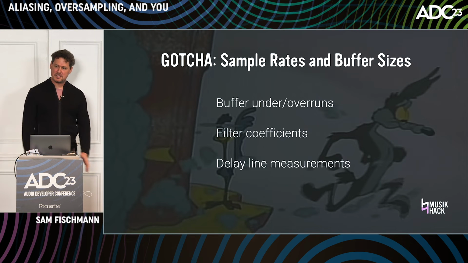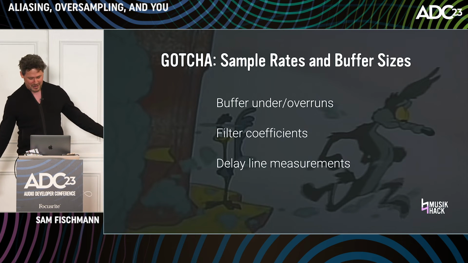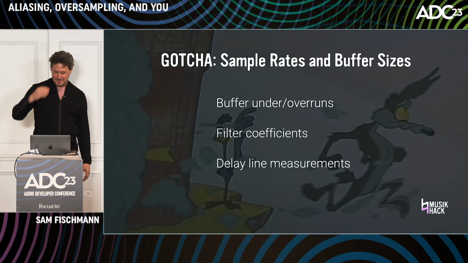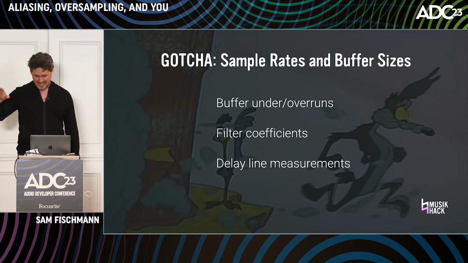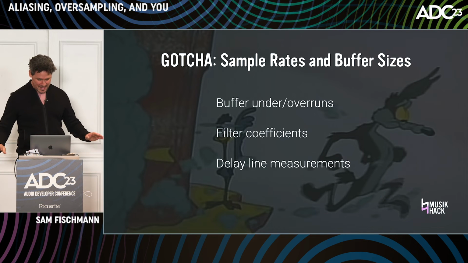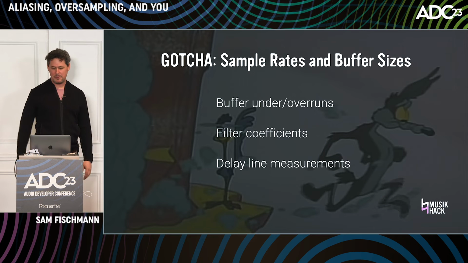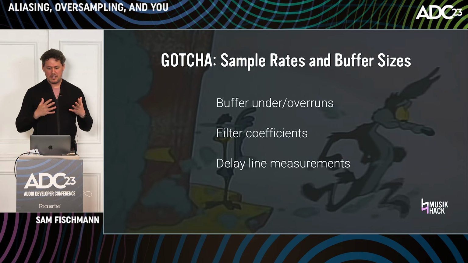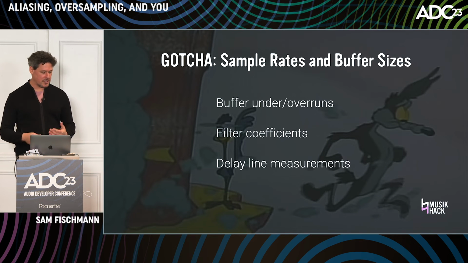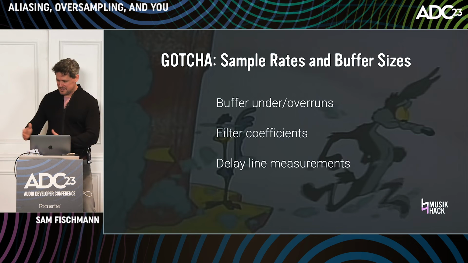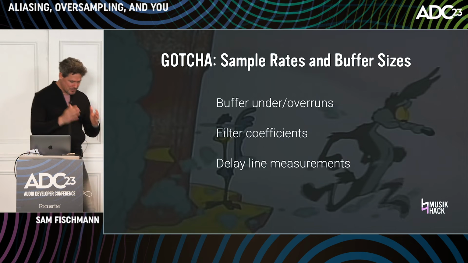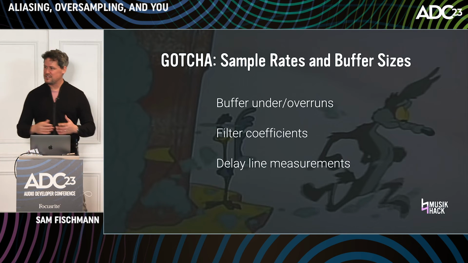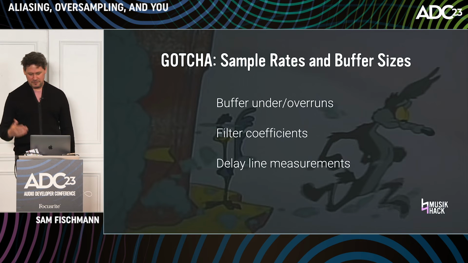Sample rates and buffer sizes. If you're mixing things, you are going to do buffer overruns if you're not careful. And unlike Wile E. Coyote, you don't even get the second of gravity letting you stay up. It's going to immediately crash. Hopefully your QA department will find that. But keep track of it. If you're going to do this, you'll have to be like, all right, this is an oversampled buffer, this is not an oversampled buffer. I happen to reuse this, I probably shouldn't have. These are the problems you'll run into. Again, filter coefficients, and again, delay line measurements. You just have to remember which things happen in which realm and remember to compensate when you come back in.